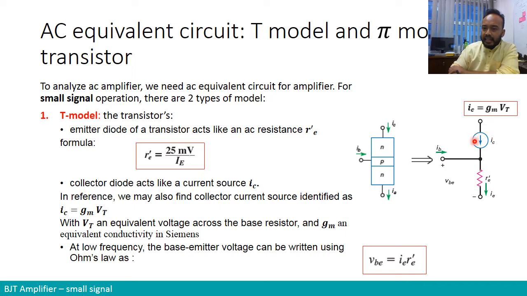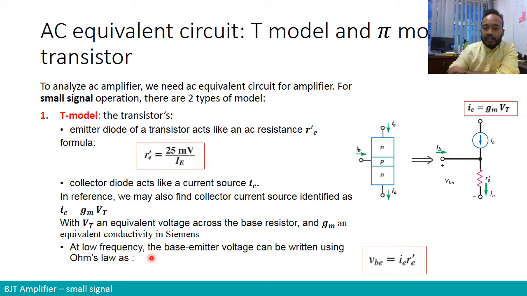So the IC current over here, the current that is pulled by the collector current source, will be proportional to the voltage across the base resistor. If you have a certain resistor, then it's proportional to the voltage across that resistor. Okay, and that is a certain gain of gm.